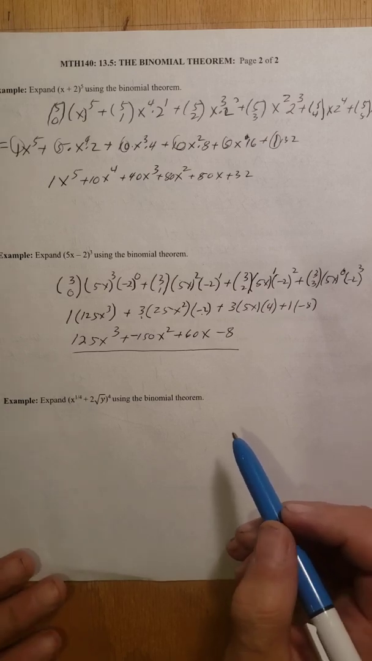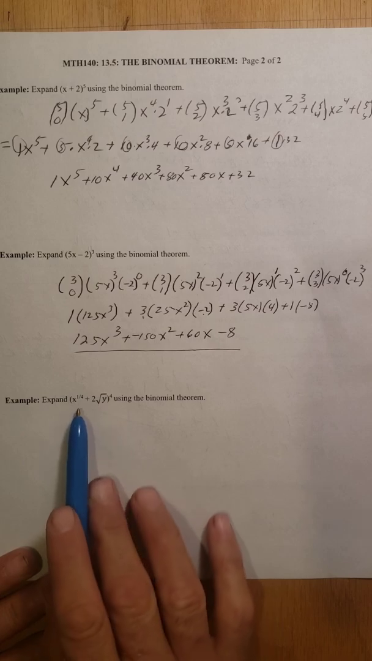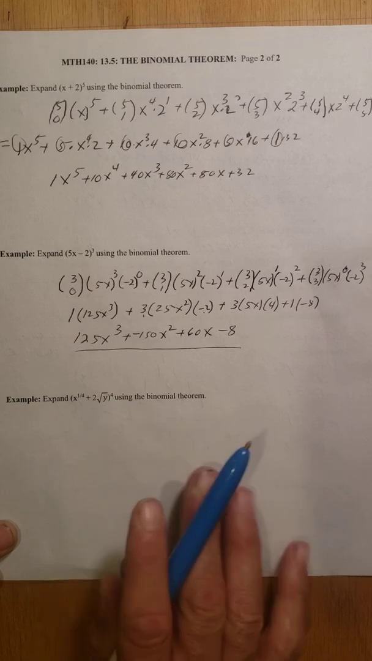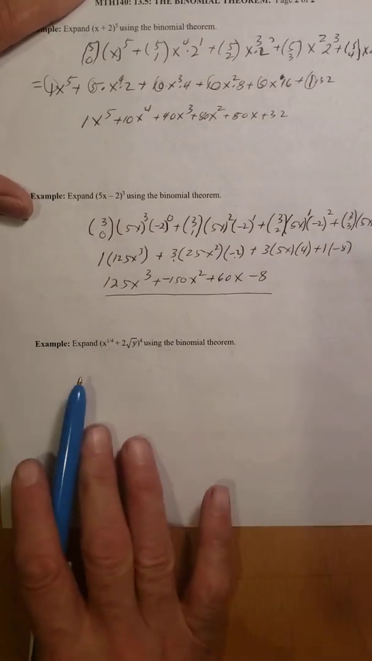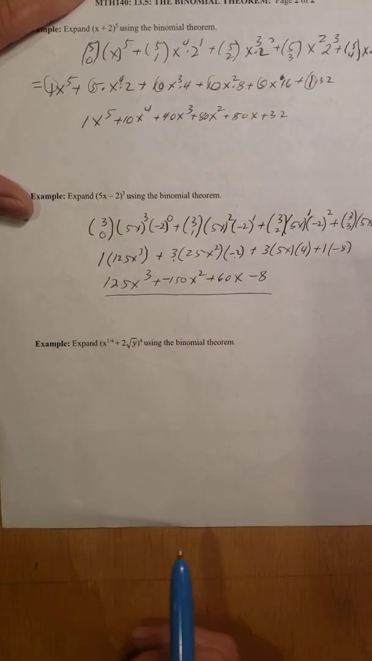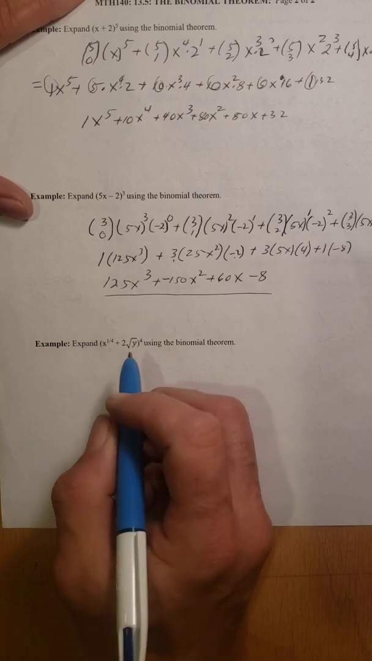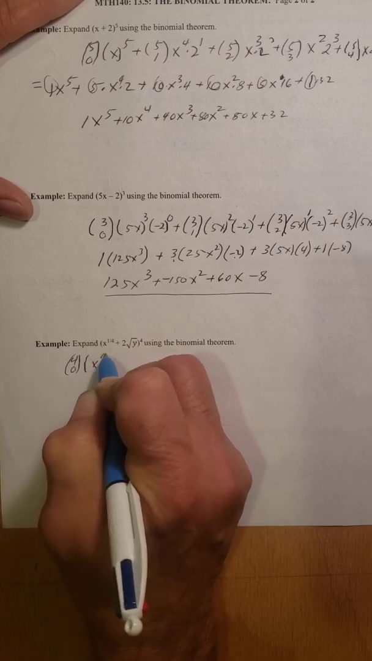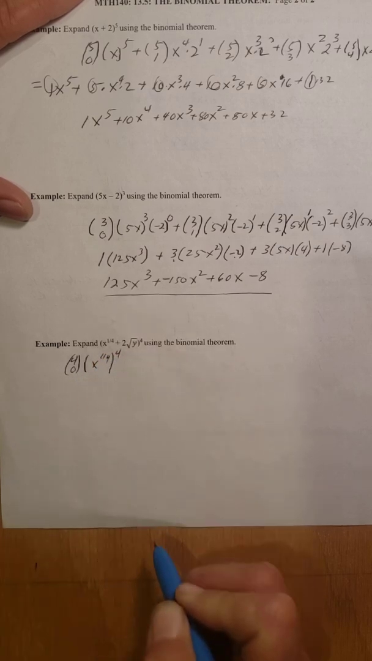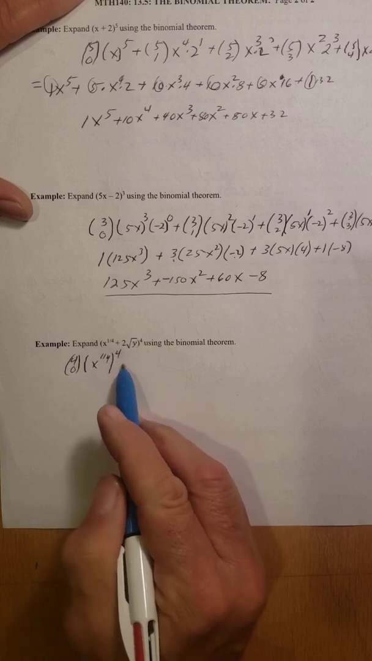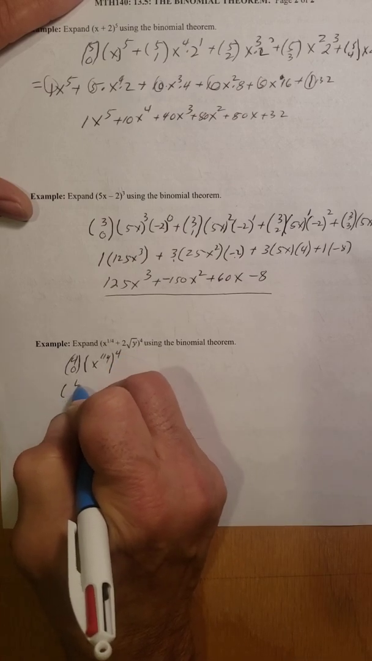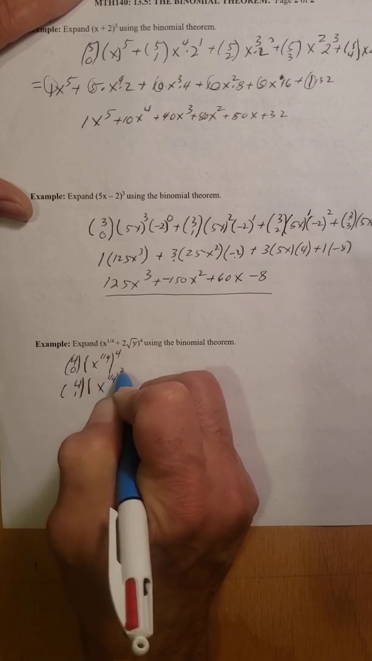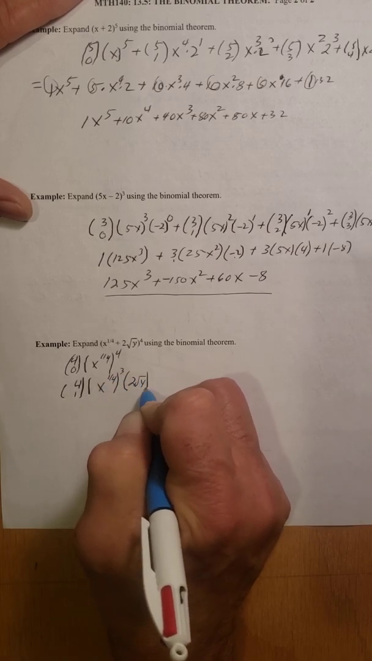All right. How about this mess? I've got x to the 1/4 plus 2y square roots of y raised to the 4th. So let me just, you know what, I'm going to build this vertically here. So my first term is going to be 4 choose 0. And then I get x to the 1/4 to the 4th. Okay, and then I'd have 2 square roots of y to the 0, which is 1. So my next term is 4 choose 1. I'm going to have x to the 1/4 cubed times 2 square roots of y to the 1st.